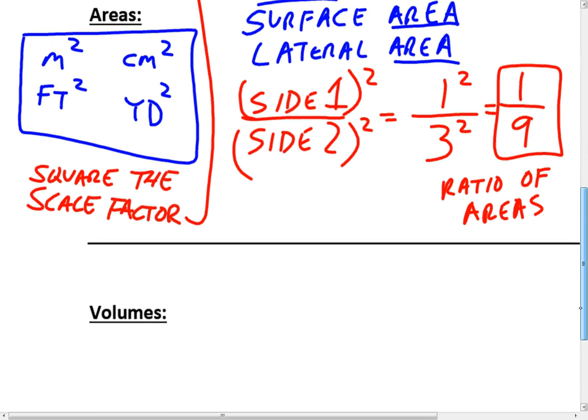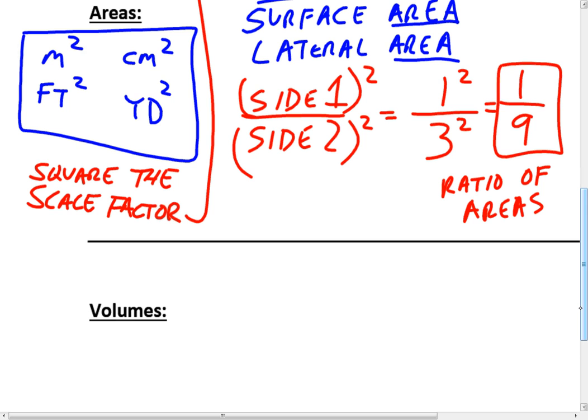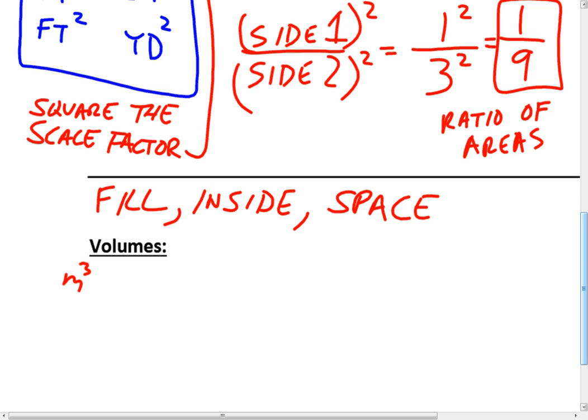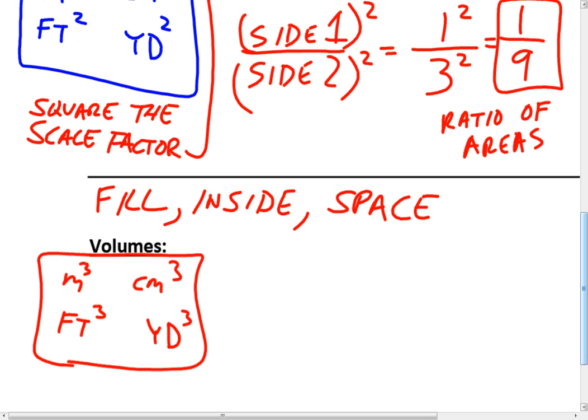Next, a three-dimensional shape also has volume. What words do you think of when you see volume? Meters cubed. Water, liquid. How about fill, inside, space. Our units are to the third power. Make a deduction here. How do we find a volume ratio? What do I cube?